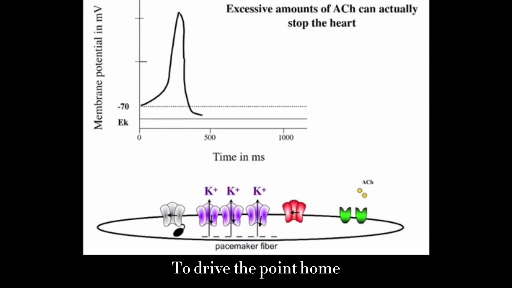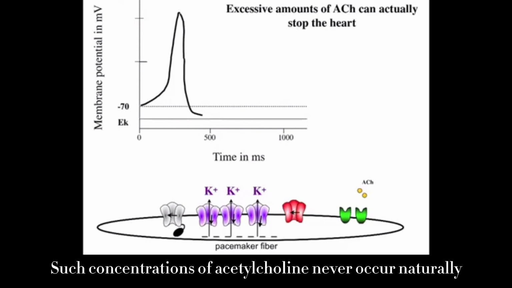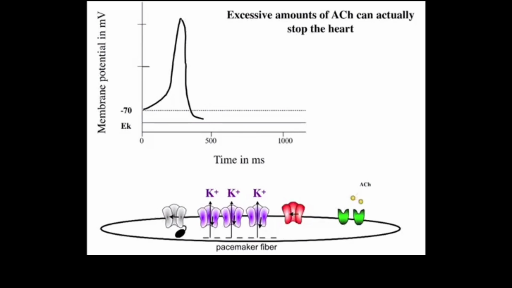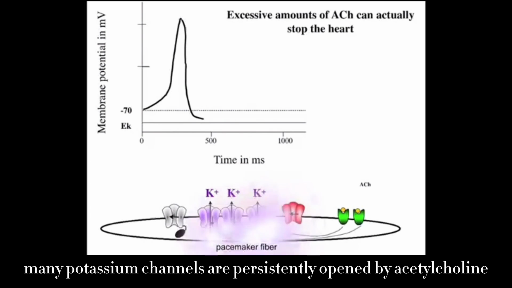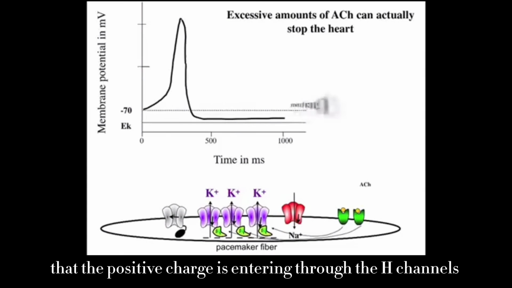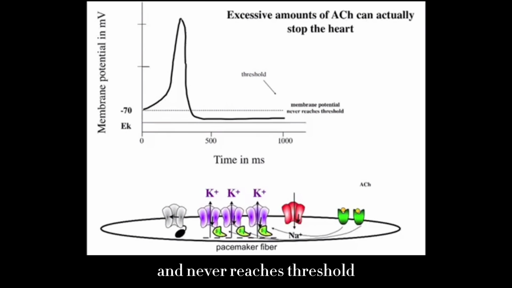To drive the point home, excessive amounts of acetylcholine can actually stop the heart. Such concentrations of acetylcholine never occur naturally but can be produced in the lab. When the gates on the H channels open, many potassium channels are persistently opened by acetylcholine, so the positive charge entering through the H channels just leaks out. The membrane potential remains hyperpolarized and never reaches the threshold.